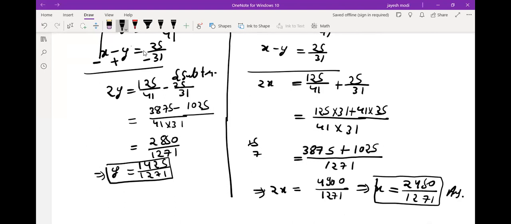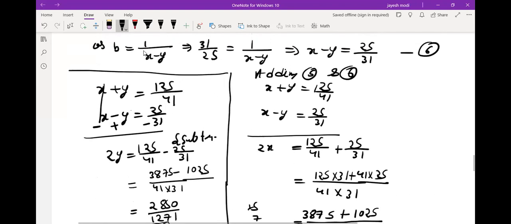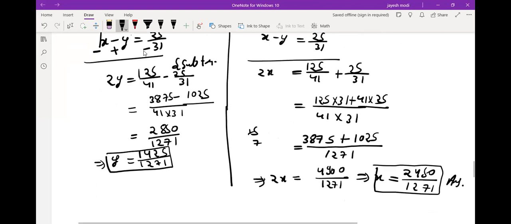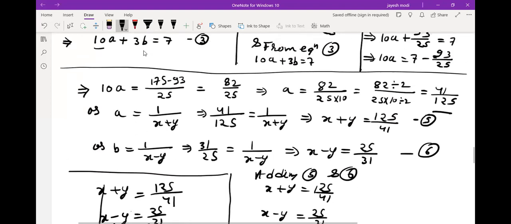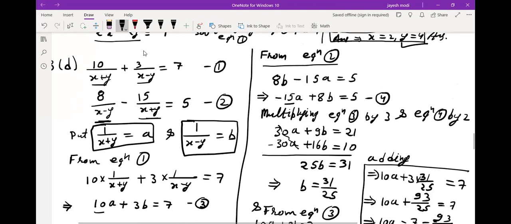Is that clear to everyone? Yes, sir. So adding and subtracting will be easier than substituting the value of x in the equation. So these are the two answers. X equals 2450 upon 1271 and y equals 1425 upon 1271. Understood everyone?